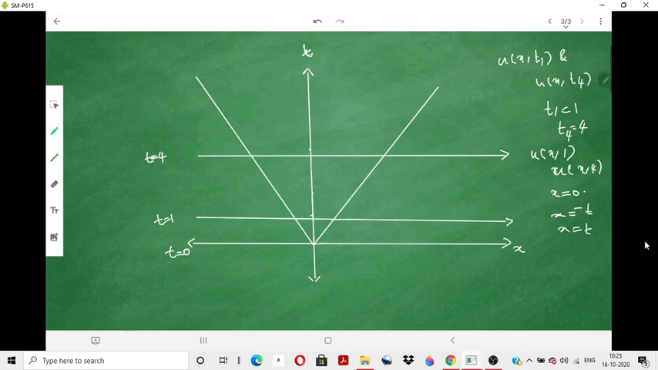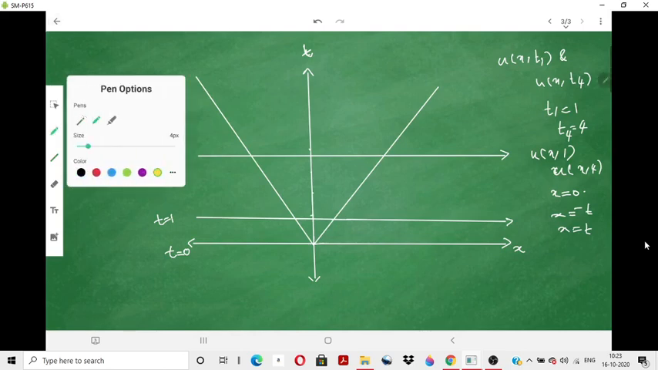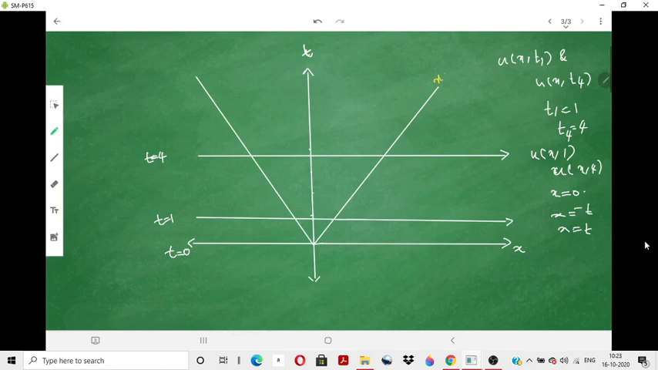So these are the lines x equal to t and x equal to minus t. Now we calculate u at these points for t equal to t0, t1 and t4.